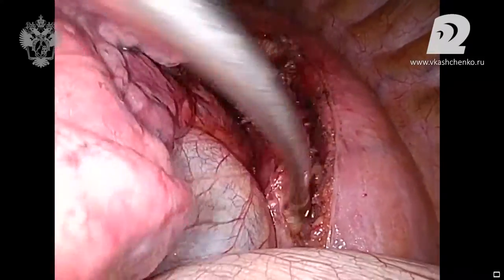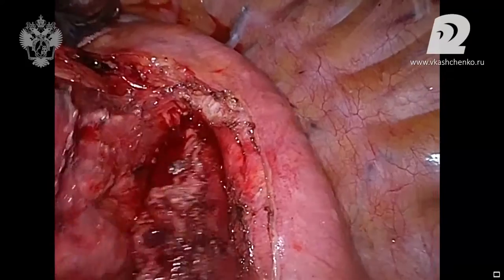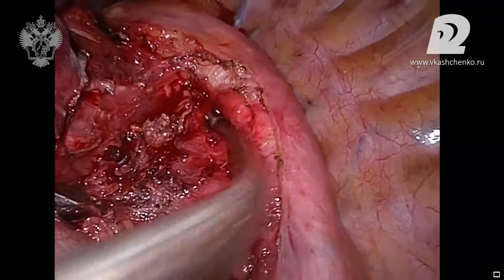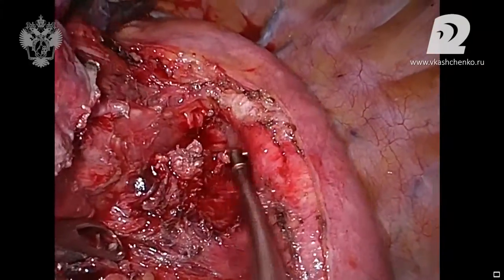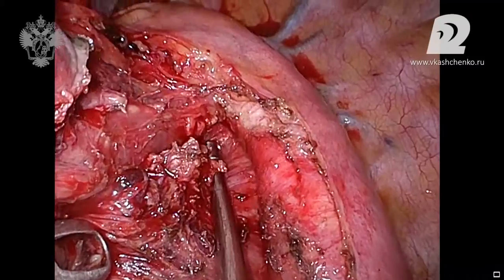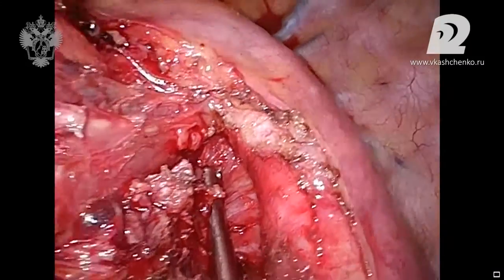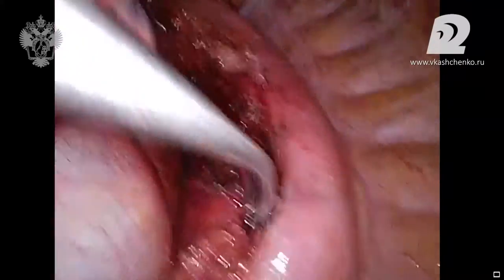So the aorta is exposed. You can see how many nodes of fibrous tissue are left. This is a subaortic space. The vagus was crossed through, and then we have this part of healthy esophagus.